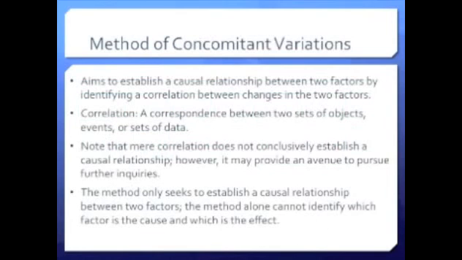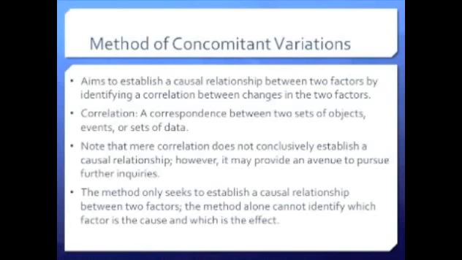Mill's final method that we will discuss is the method of concomitant variation. The method of concomitant variation aims to establish a causal relationship between two factors by identifying a correlation between changes in the two factors. A correlation is a correspondence between two sets of objects, events, or sets of data. Note that mere correlation does not conclusively establish a causal relationship. However, it may provide an avenue to pursue further inquiries.